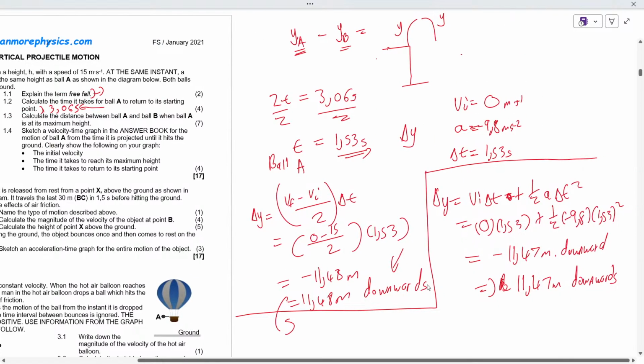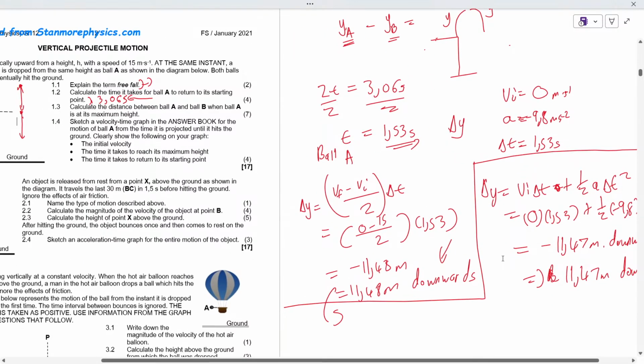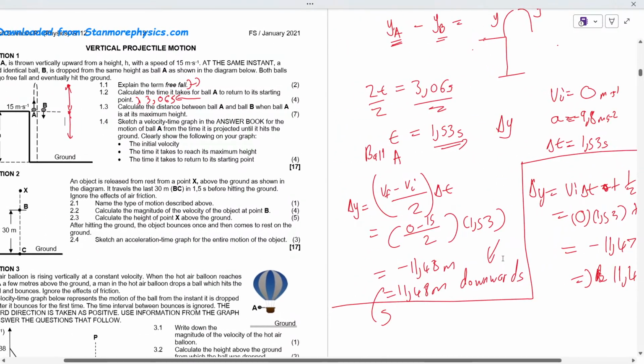So now, I have a question. When ball A is going upwards to the maximum height, the distance is supposed to be positive because of the initial velocity, but it's coming out negative. That's also something I'm looking at now. Why is it negative?